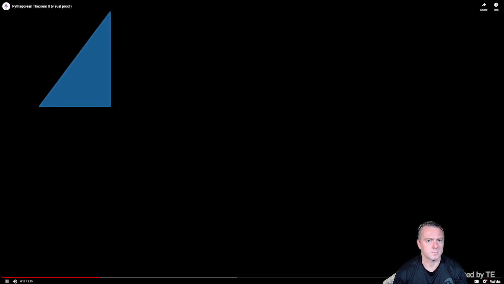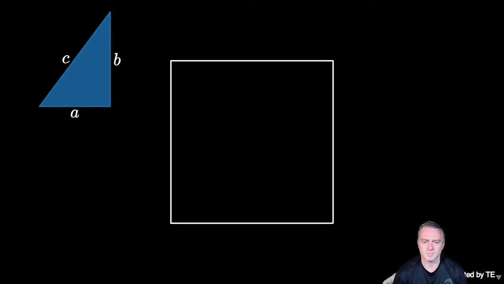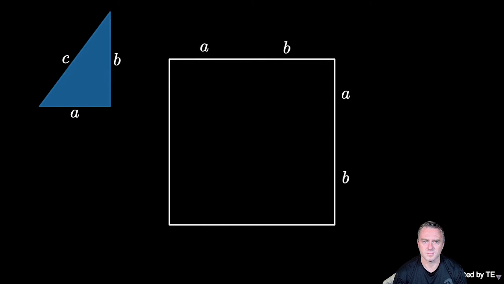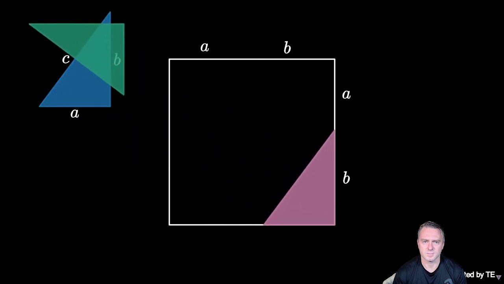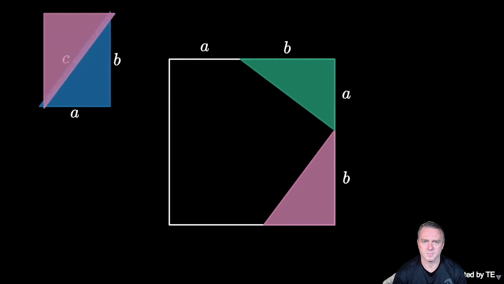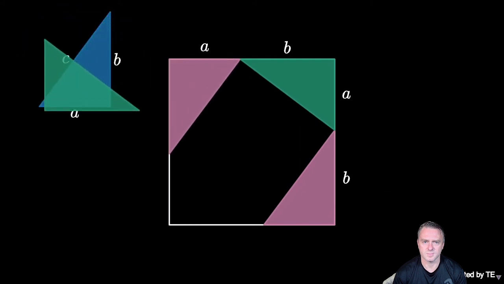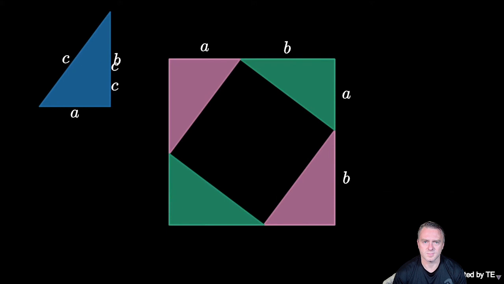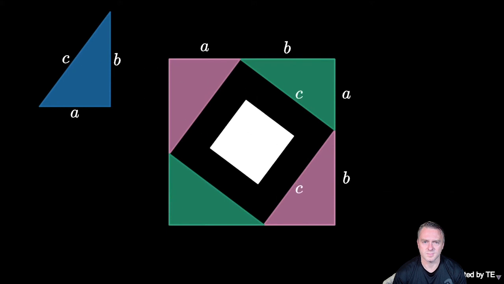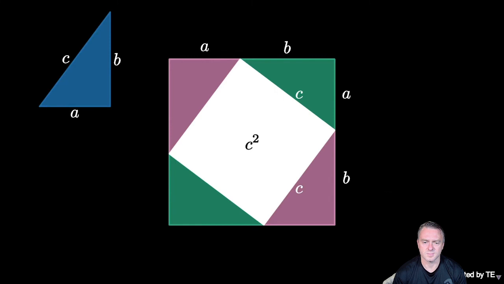Start with a right triangle with legs of length A and B and hypotenuse of length C. Now, draw an A plus B by A plus B square. We can fit 4 rotated copies of the triangle in the square like this. Notice that the space in the square not covered by the triangles is a square of side length C. Therefore, this unshaded area is C squared.